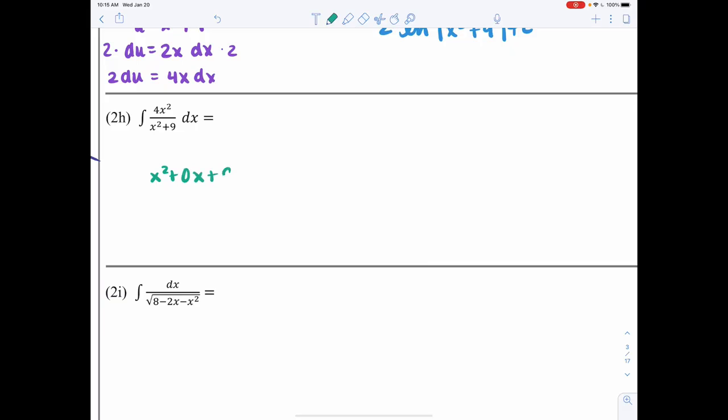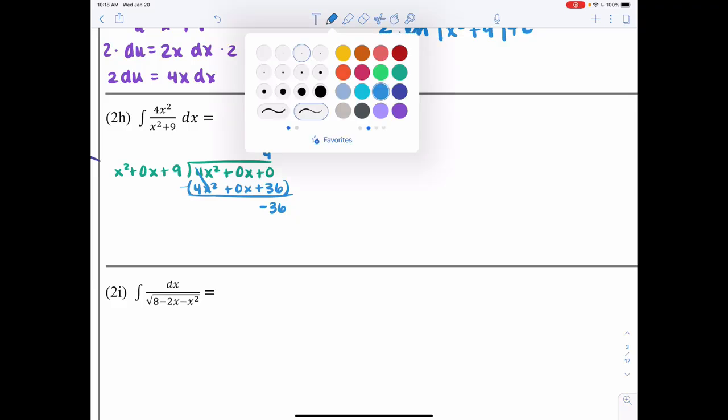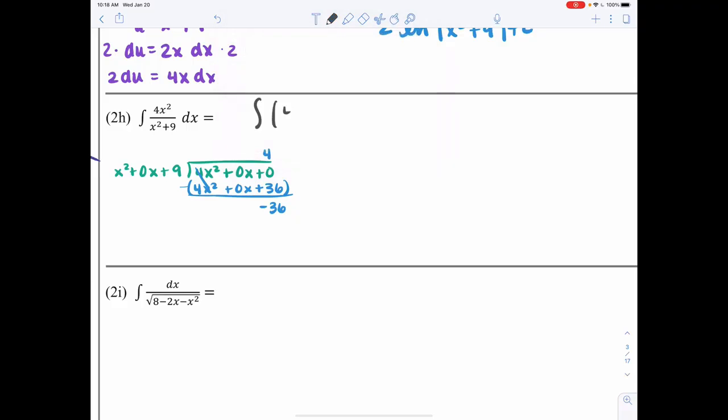Plus 0x plus 9. We're going to be dividing 4x squared plus 0x plus 0. X squared goes into 4x squared 4 times. Now let's multiply. 4x squared, 0x, and 36. Subtracting is going to give us a remainder of negative 36. All right, so we've got a remainder of negative 36, so we're ready to rewrite this thing. I'm going to rewrite this as the integral of 4 plus negative 36 over x squared plus 9 dx. And now we're going to split this into 2 integrals. Let's go 4 dx. Let's take the 36 to the outside.